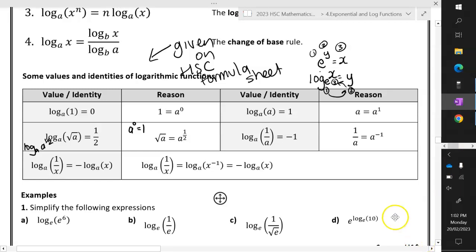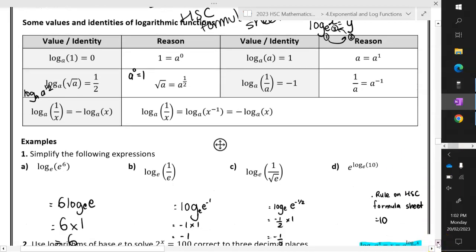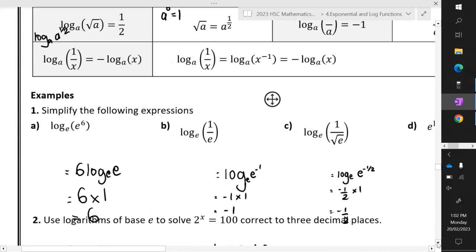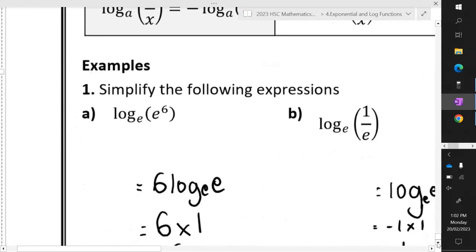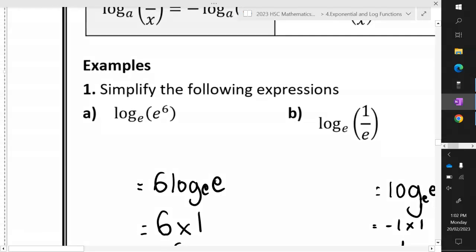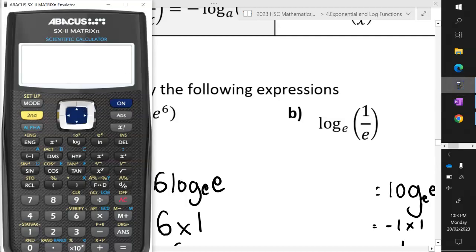Okay, our first one. I'll zoom in on those for us. Okay, so we've got log of base e of e to the 6. Using that third log rule, that 6 will come down the front, so we'll end up with 6 log e of e. We know that log e of e is 1. If you don't know that, you can pop that in your calculator, log e of e. I'll show you that in case you don't know how to do that. Remember, log e is ln.